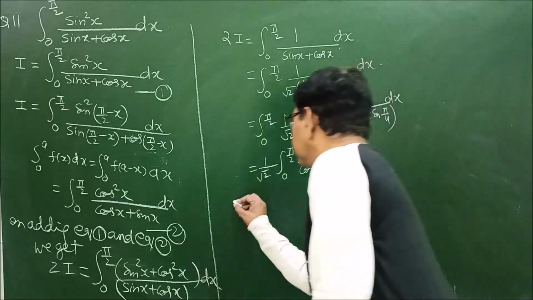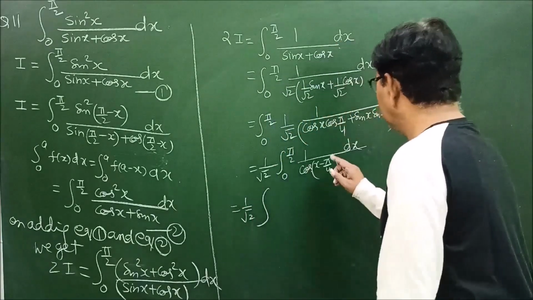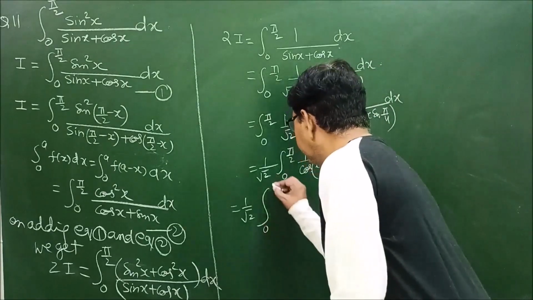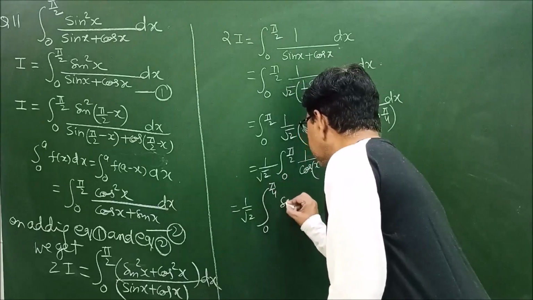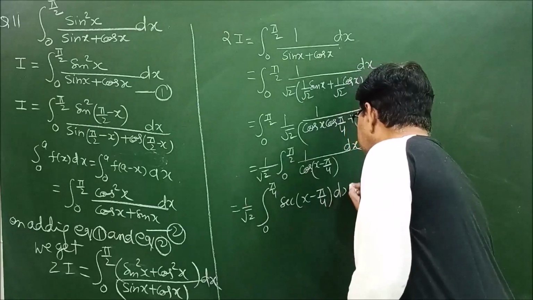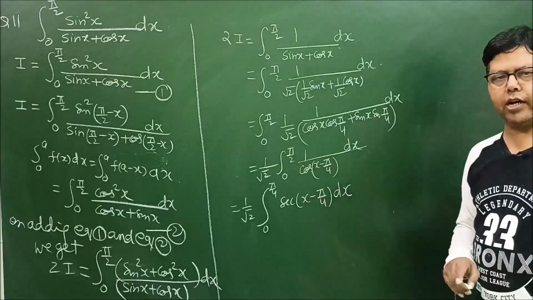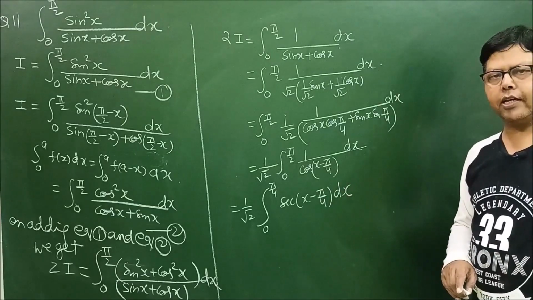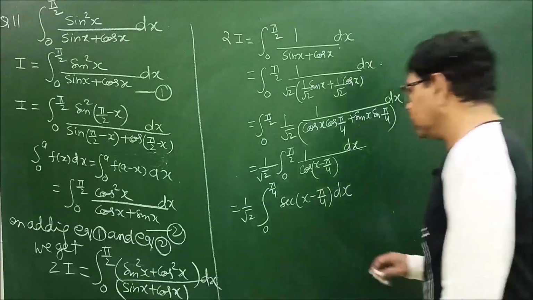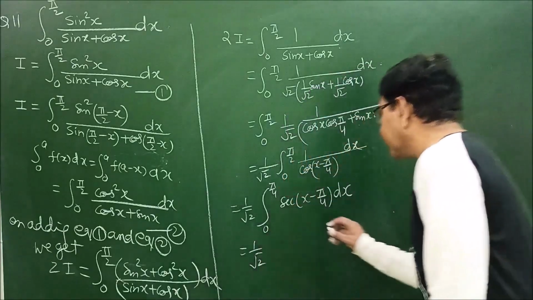So this is equal to 1 by root 2 integral of 1 upon cos(x minus pi by 4), which is sec(x minus pi by 4), within the limits 0 to pi by 2, dx. The coefficient of x is 1 here, so directly we can apply the formula of sec x. We know the integral of sec x is equal to log of sec x plus tan x.